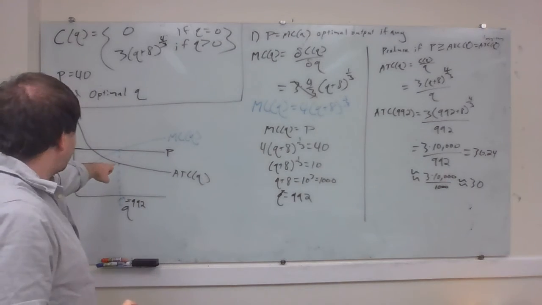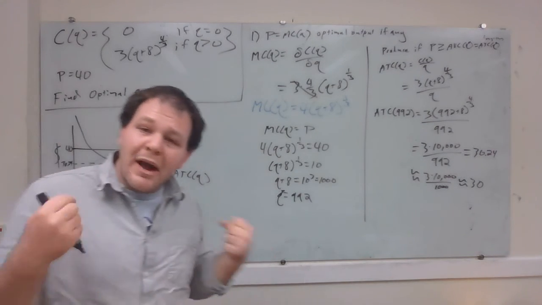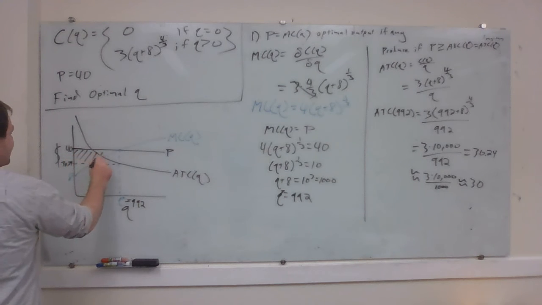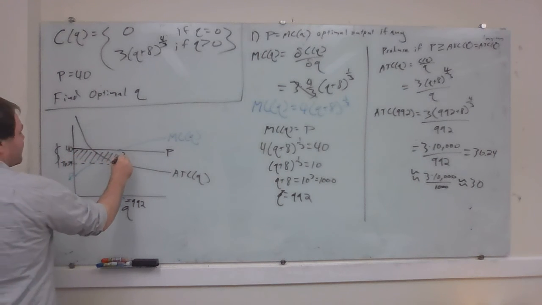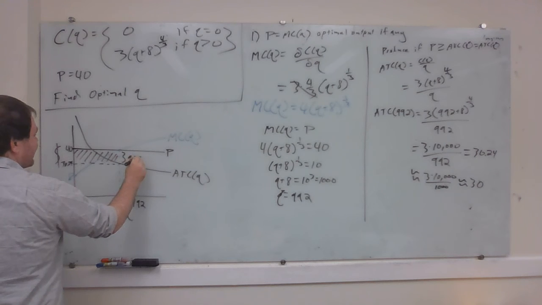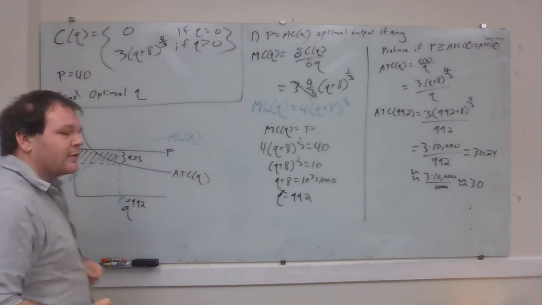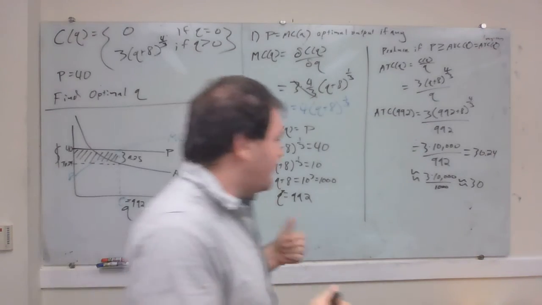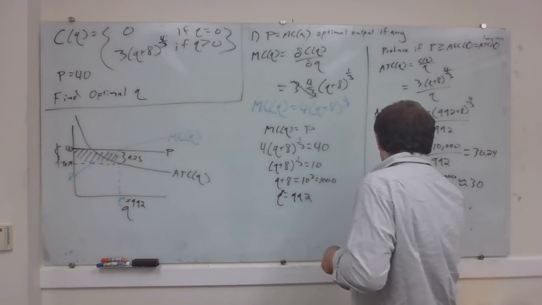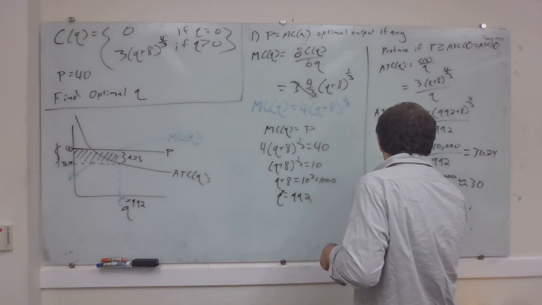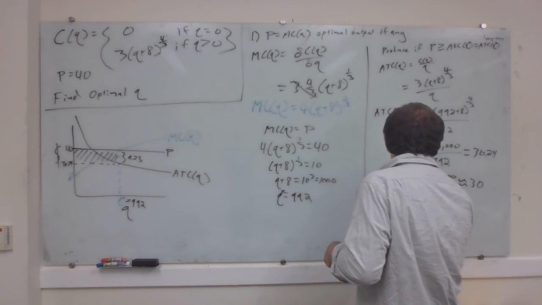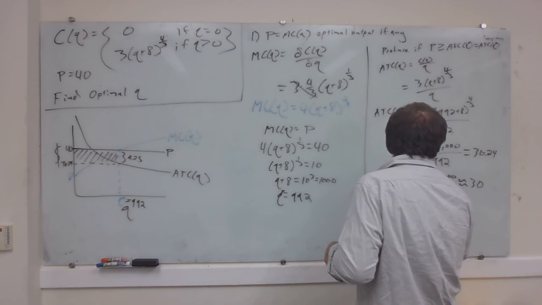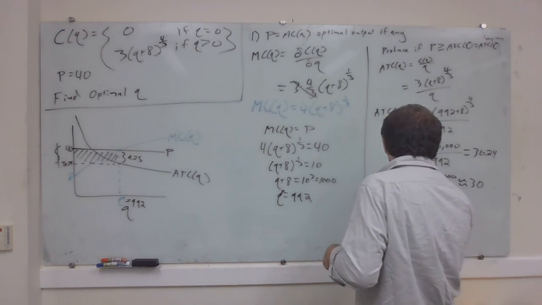So, are we better off producing? Yes. Are we making a profit? In this case, yes. How big is our profit? Our profit is this area right here. Our average profit of about $9.75 a unit times the total number of units we're producing, which is 992 units. Okay, beautiful. So just to finish this off, ATC of 992 is going to be less than our price of $40, so it's worth it to produce.